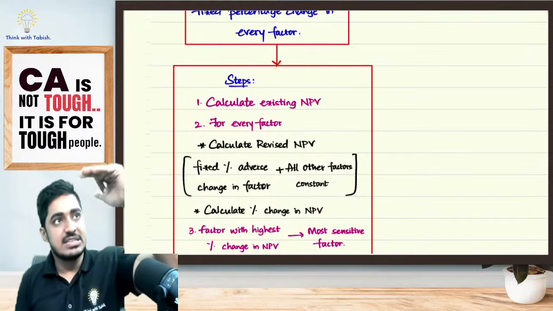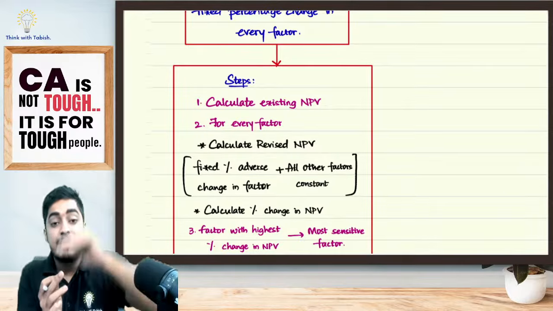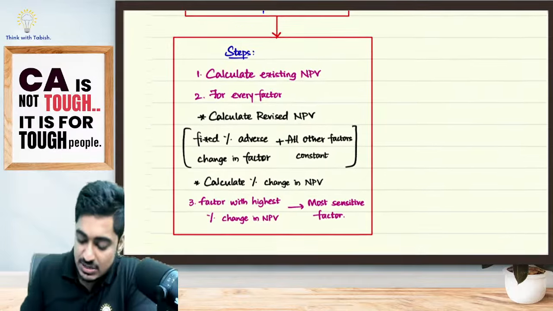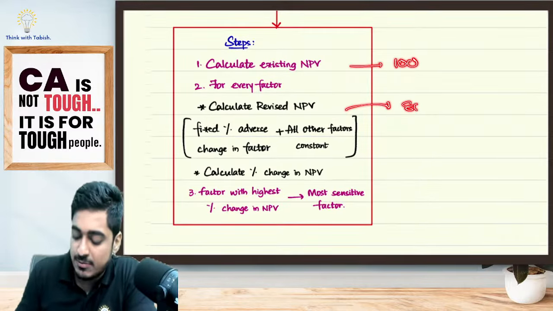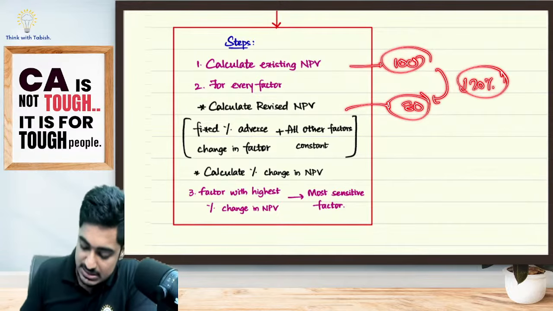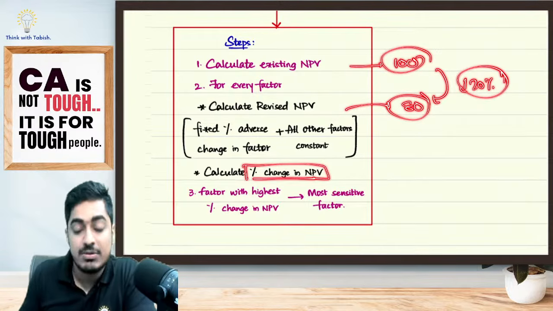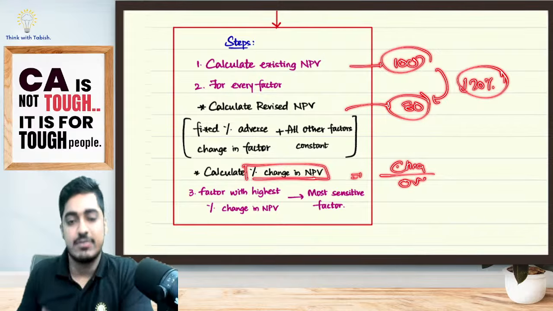Okay, boss. Existing NPV was there. For every factor, revised NPV I calculated. Now I will calculate by how much percentage my NPV has reduced. Imagine my existing NPV was 100. Yes, after adverse change, my NPV became 80 rupees. That means my NPV has reduced by 20%. By how much percentage NPV has changed? Yes, change percentage is nothing but change divided by original.